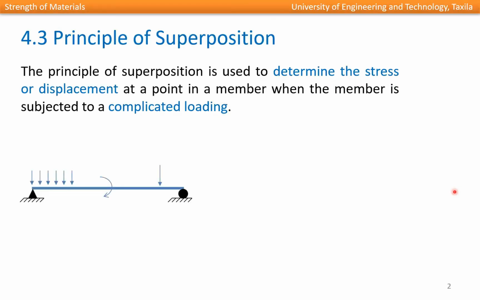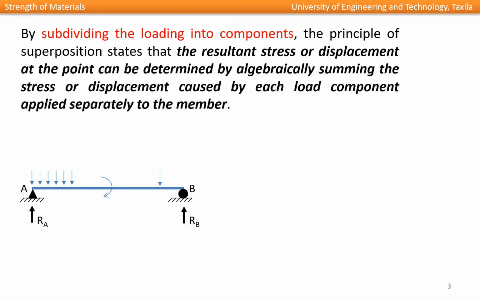For example, if we consider this beam is subjected to a point load, a moment, and a UDL, we can consider this as a complicated or complex loading. These types of problems can be made easy by solving using the principle of superposition. In the principle of superposition, we subdivide the loading into its components. The resultant stress or displacement at the point can be determined by algebraically summing the stress or displacement caused by each load component applied separately to the member.